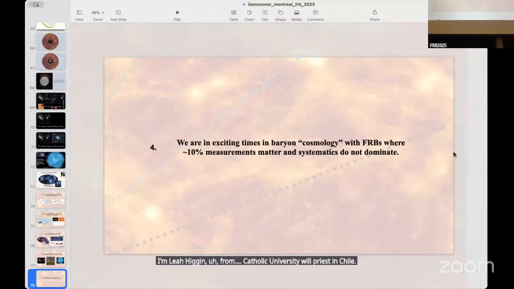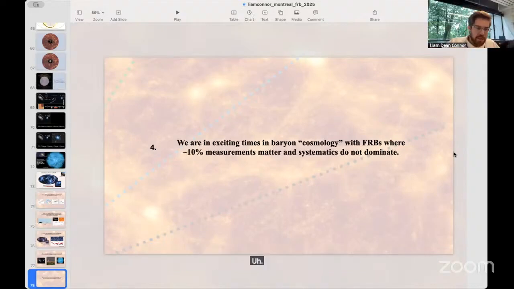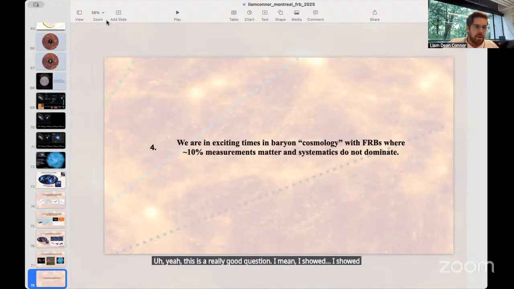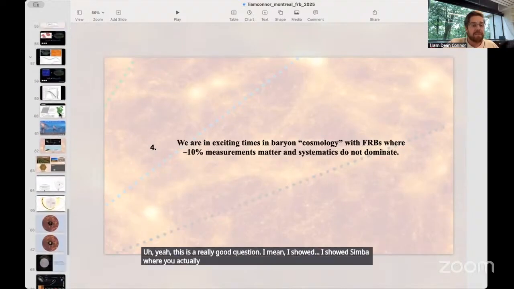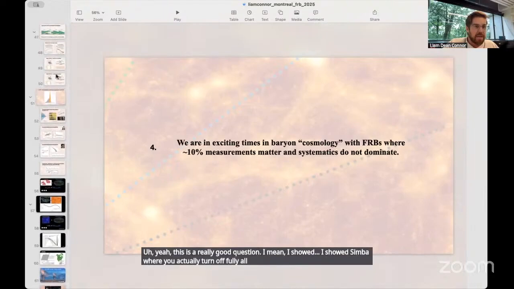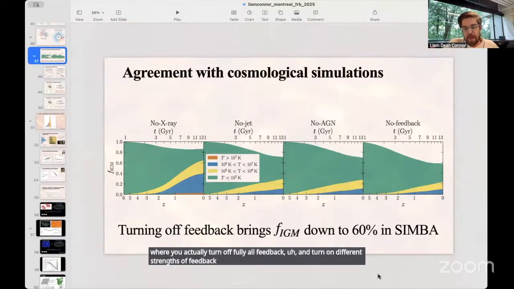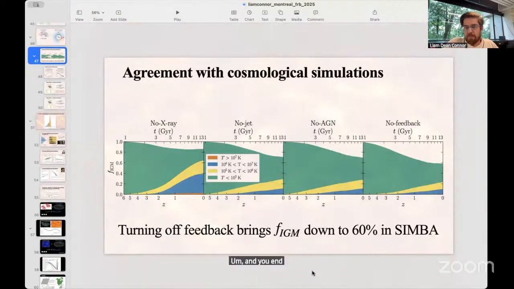How does your constraint on FIGM and FCGM fractions change if you correlate your observed DMs with different simulations and not Illustris? Yeah, this is a really good question. I showed Simba where you actually turn off fully all feedback and turn on different strengths of feedback. And you end up with distributions that we roughly expect.